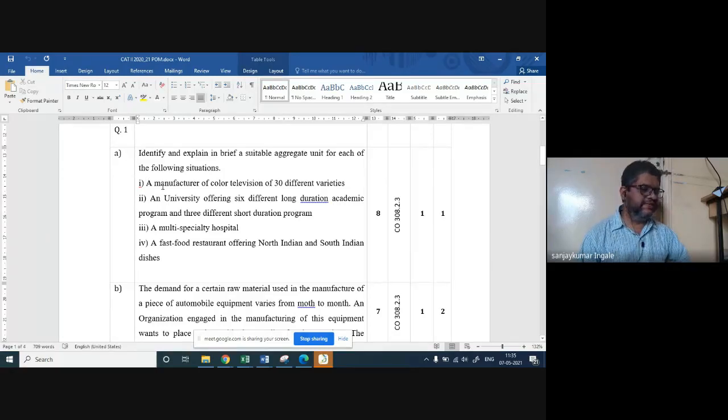So these were the case studies given. I'll come to these four cases, but let me first explain the meaning of aggregate unit. Aggregate unit is something related to the output of that particular organization. For example, in a foundry, we measure how many tons of casting we produce. In a textile unit, we may decide how many meters of cloth we produce. So meters of cloth may be an aggregate unit.